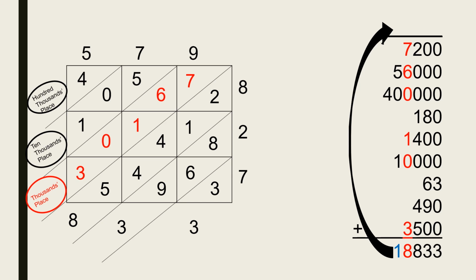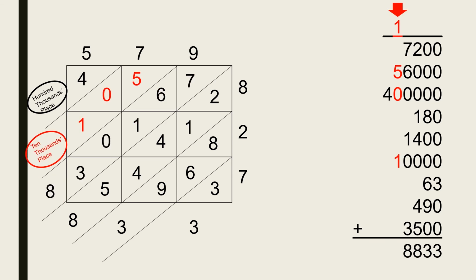Again we get 18, we'll keep the 8 in the thousands place and carry the 1 over to the 10,000s place. Now for the 10,000s place, 1 plus 5 is 6, plus 1 is 7, and we just get 7. And since this is a single digit, we don't need to carry any other numbers. Now finally for the 100,000s place, we just get 4, and this gives us the same answer of 478,833.